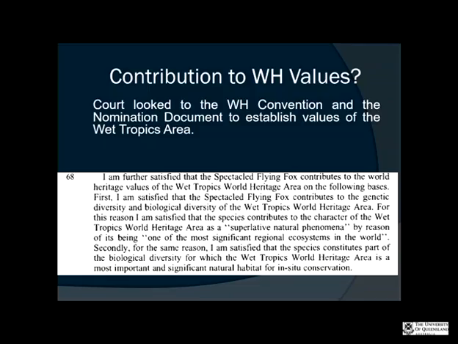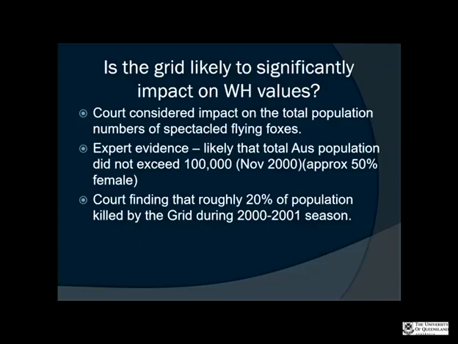Okay, so she's gone very far there in showing that the species has an important contribution to make to the wet tropics World Heritage Area. Final step was, is the grid likely to significantly impact on the World Heritage values? The court considered the total population of spectacled flying foxes, and in the context of that looked at how many had been killed and the estimates of how many would continue to be killed.